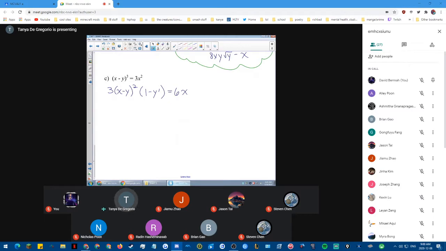Okay, I need to solve for y prime. So what do I need to do if I need to get y prime by itself? Divide by 3(x minus y) all squared.